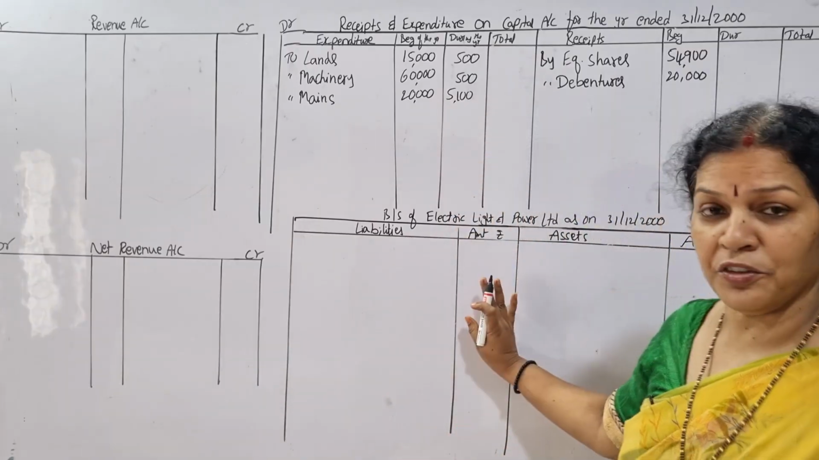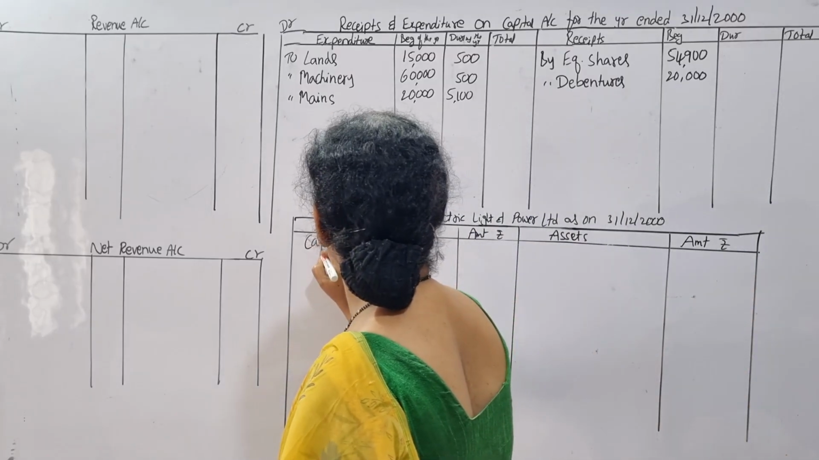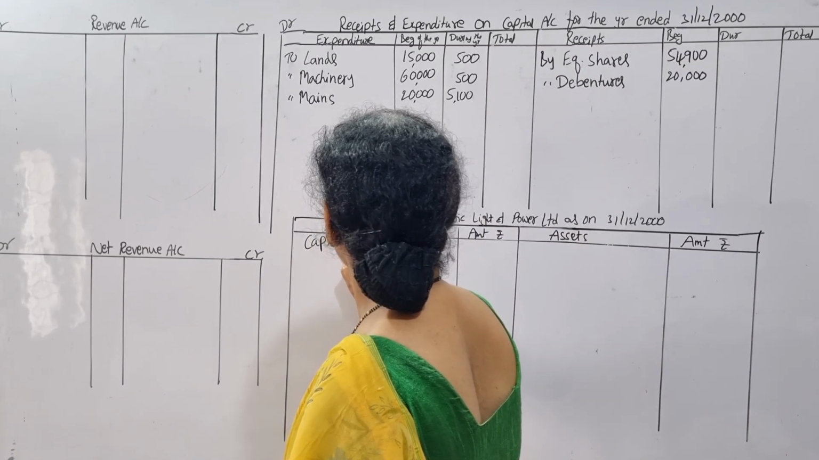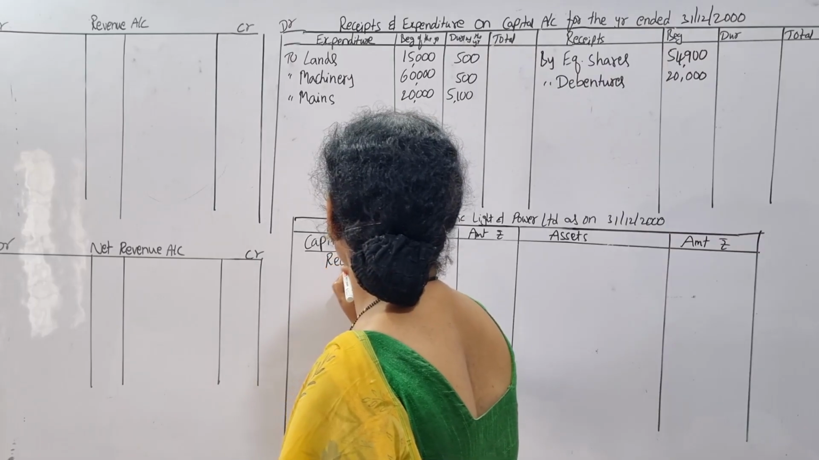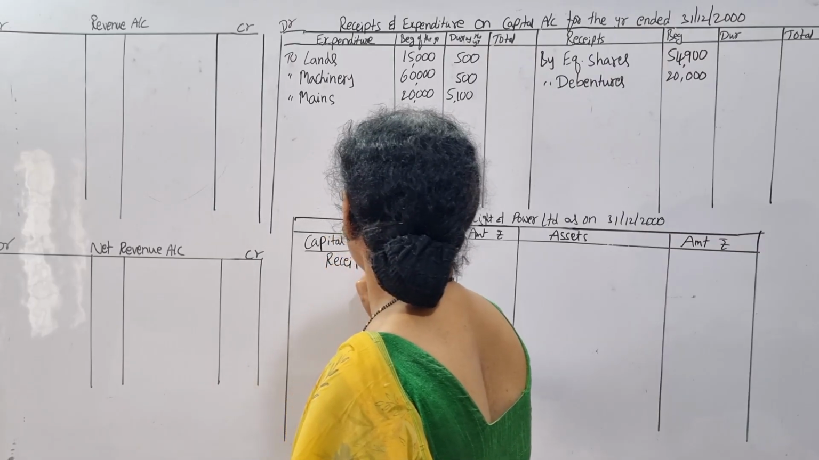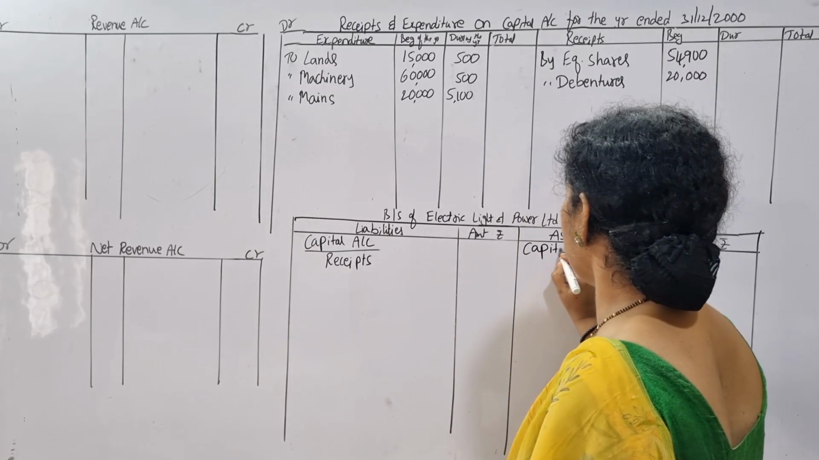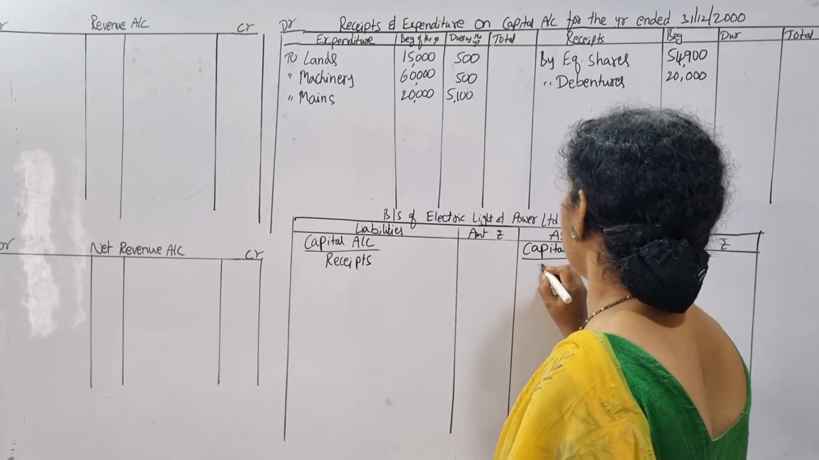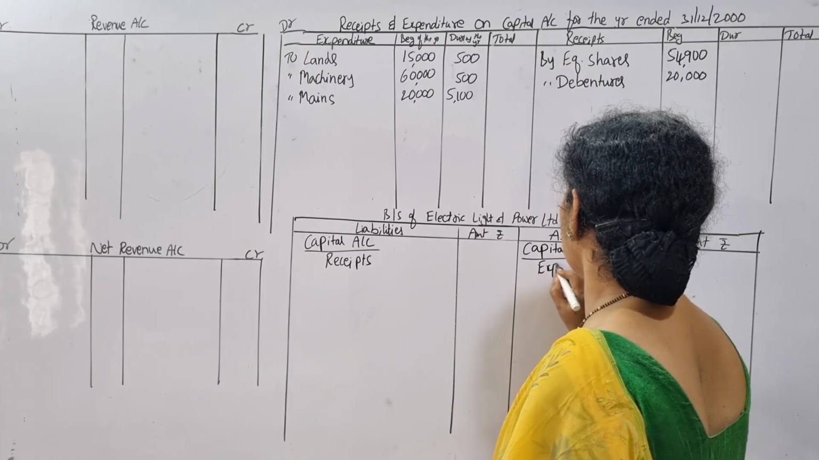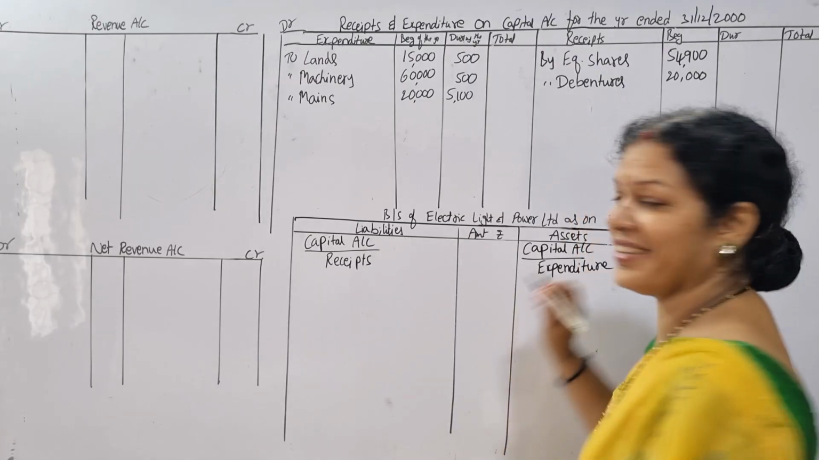Sundry creditors, balance sheet. So in the balance sheet, what do we write first? Capital account. Receipts, we'll give the heading, and here also capital account expenditure. Then after that we can write whatever transactions are there. Here it is expenditure. Once we write the heading, we are free to write anything.